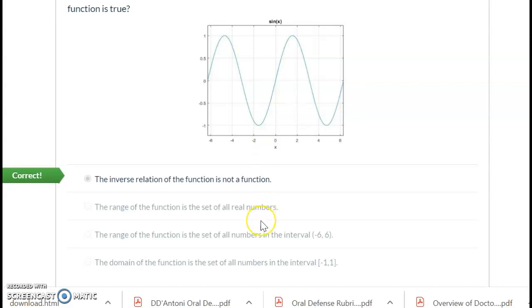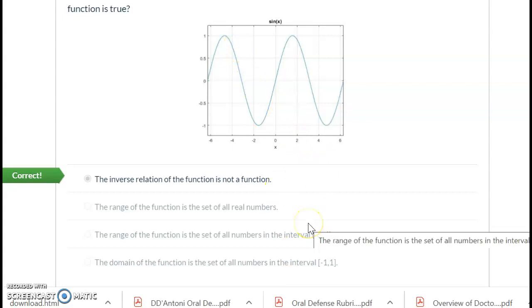Now it says the range of the function is a set of all numbers in the interval of -6, 6. And they're saying, now here is -6, and here's 6. Again, that's not the range of the function either. And then it says the domain of the function is a set of all real numbers on the interval -1, 1. Well, actually, that would be the range, not the domain.